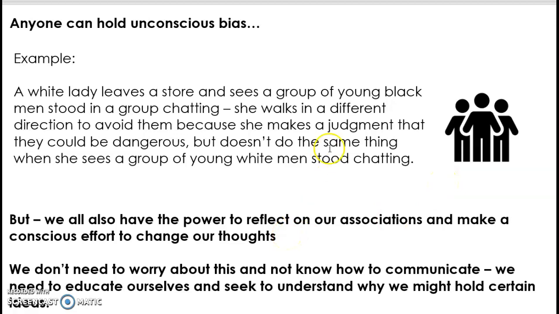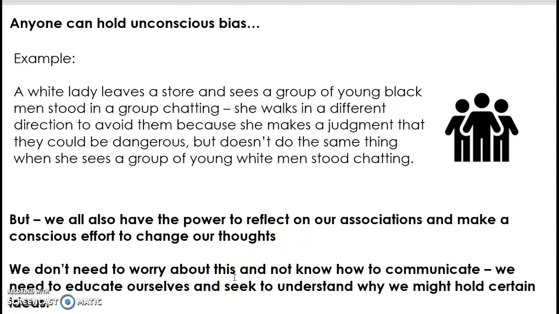The good thing is, as much as we can all hold these unconscious biases and make these snap decisions, we all have the power to reflect on our associations and make a conscious effort to change. We can think about whether our judgments about groups or individuals are based on an understanding of an individual, or whether we're making a simplified decision based on a stereotype.